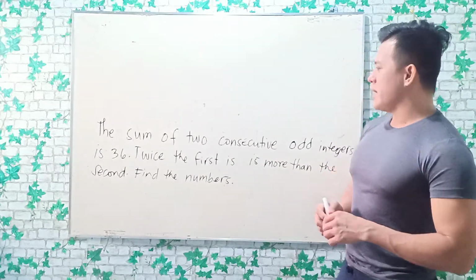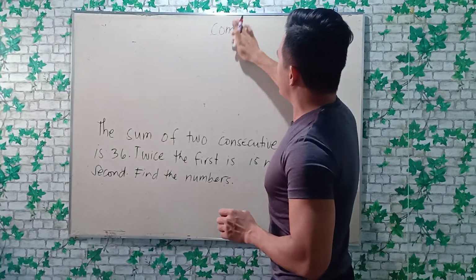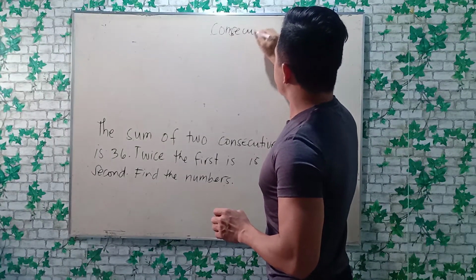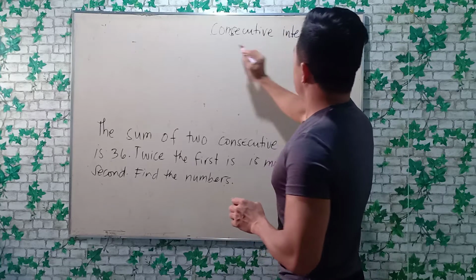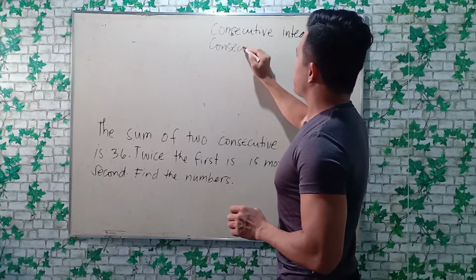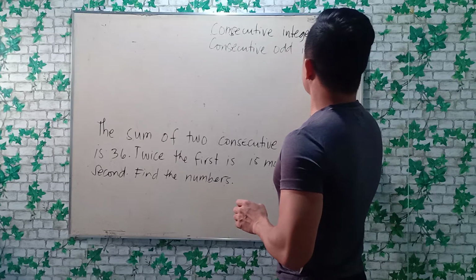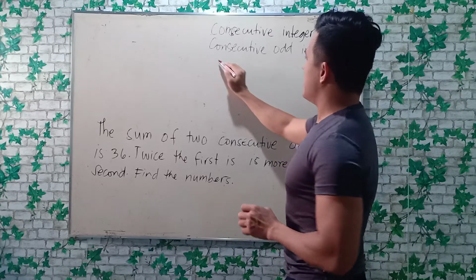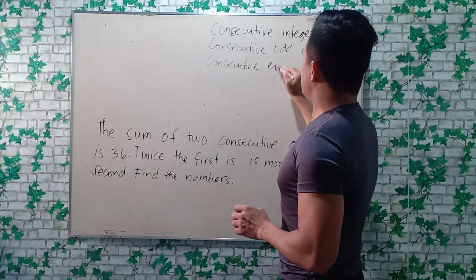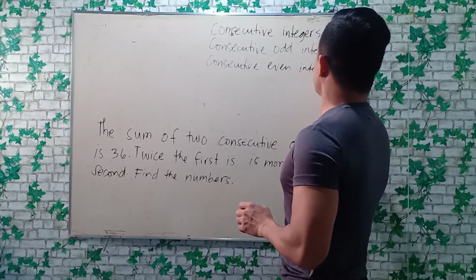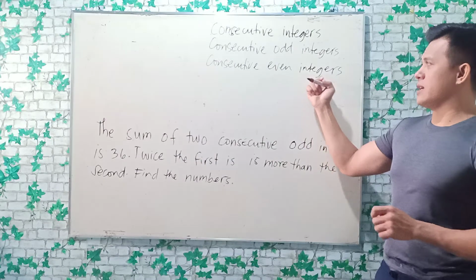Okay, so here we have words like consecutive integers, consecutive odd integers, and then consecutive even integers. You must know these three keywords here.